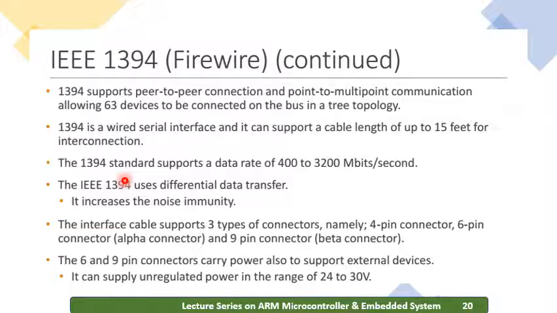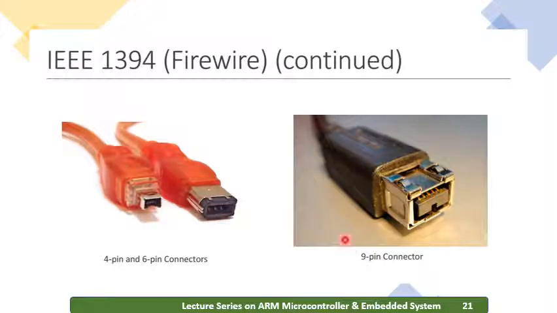So the interface cable supports three types of connectors, namely a 4-pin connector, a 6-pin connector and a 9-pin connector. The 6-pin and 9-pin connectors carry power also to the supporting external devices. Okay, so an unregulated power supply in the range of 24 to 30 volts will be used for this. So this is a 4-pin or a 6-pin connector, and this one is a 9-pin connector.